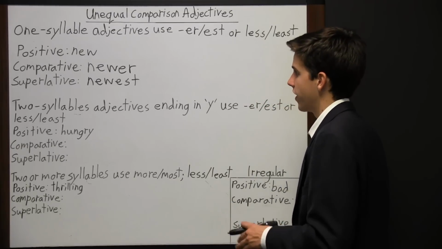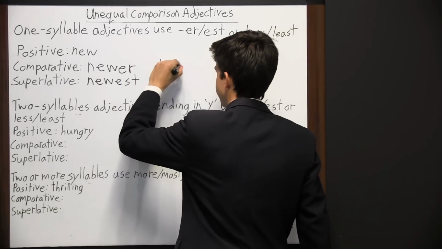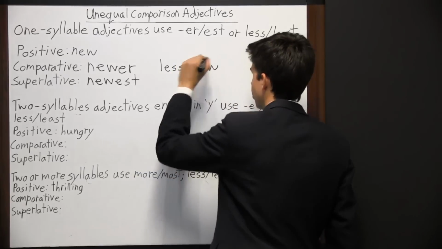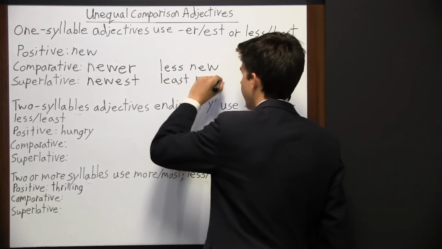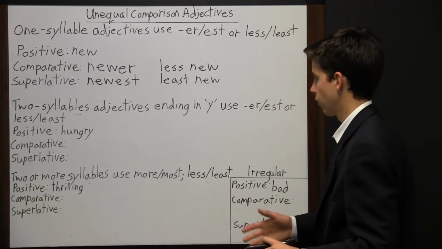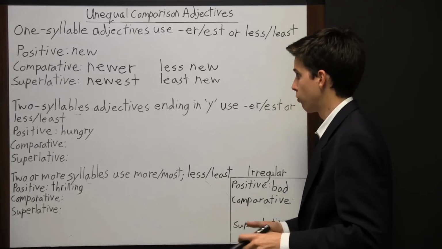Now, if we're looking at this more in the negative sense, we could say the comparative form would be less new, and the superlative form would be the least new. So if you have 2 cars, again, you would refer to the one that's 2 months old, the older car, as being less new. And you would refer to the oldest car, if you have 3 or more cars, as being the least new.